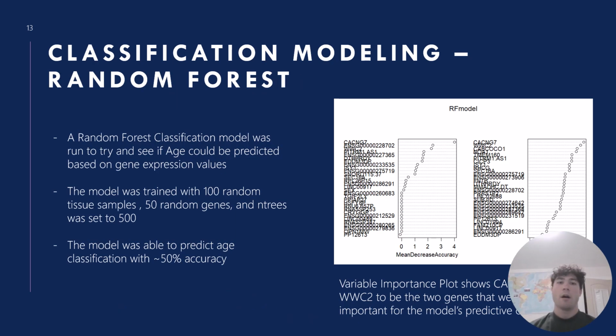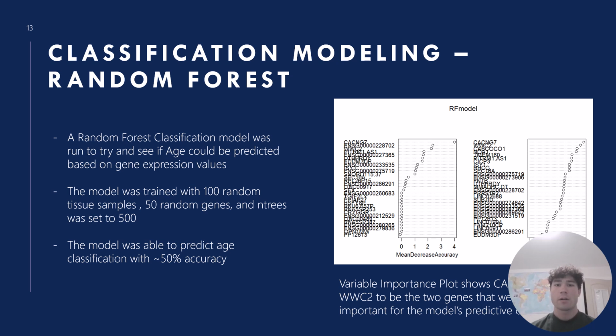Finally, I ran a random forest classification model on the data, trying to predict age based on expression values. Due to our memory restrictions, I had to settle for 100 random samples and 50 random genes with 500 trees. Ideally, I'd like to get those numbers up to get a better representation of the data. The model was able to predict just barely over half the age groups correctly. So, not great. Again, I think with more genes and more samples, we can definitely get that predictability up.